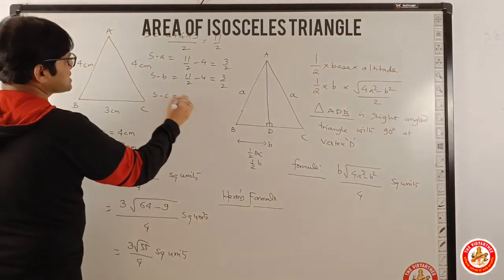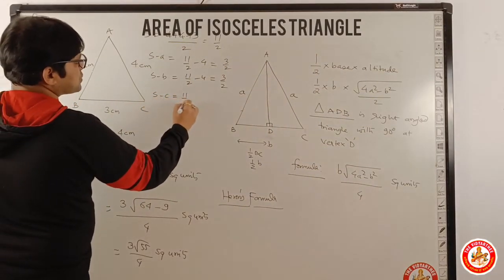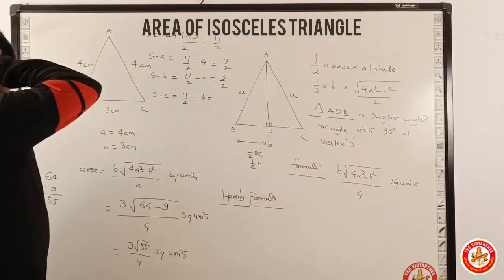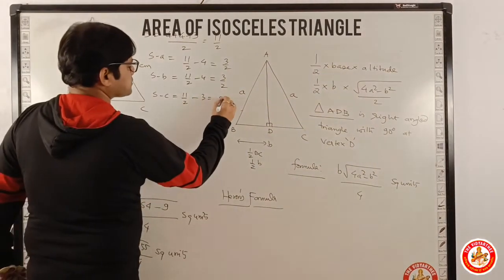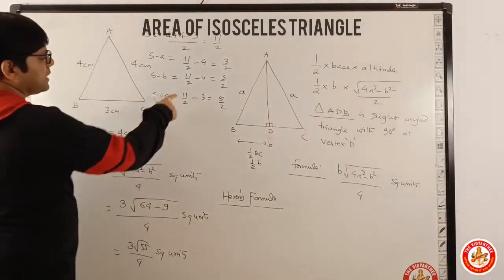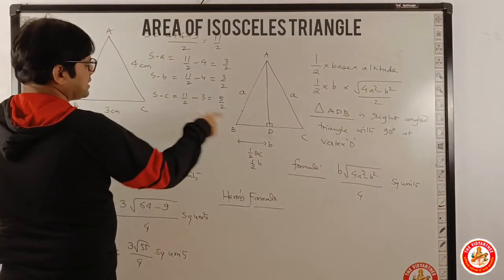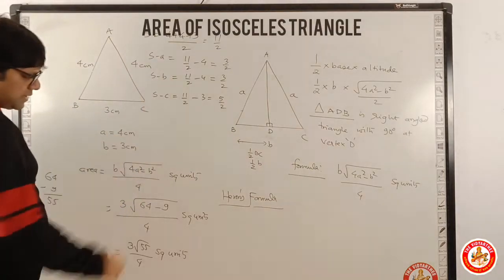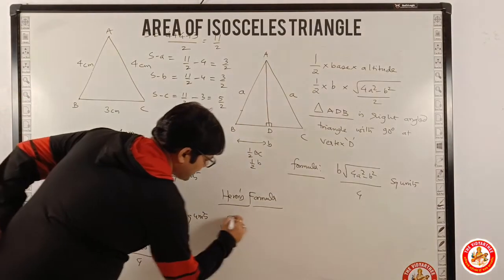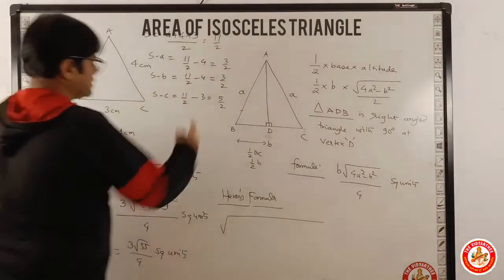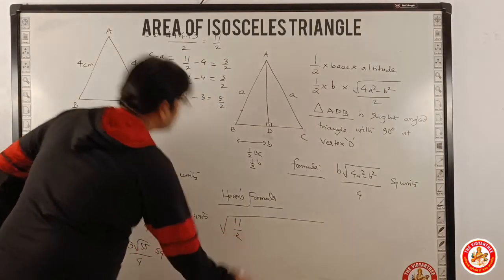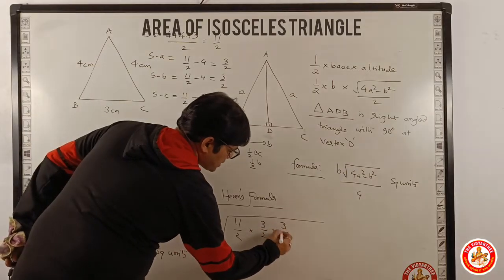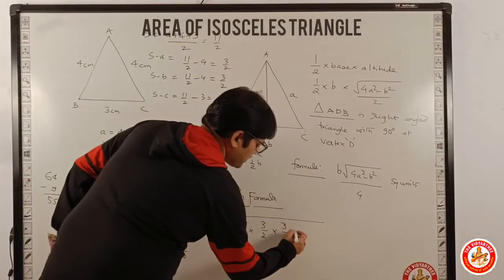What is S minus C? It is 11 by 2 minus 3, which means 5 by 2. See, 11 minus 6, that is 5 divided by 2. So we have all the values present. We have to just substitute those values here. So this is 11 by 2 multiplied by 3 by 2 into 3 by 2 into 5 by 2.